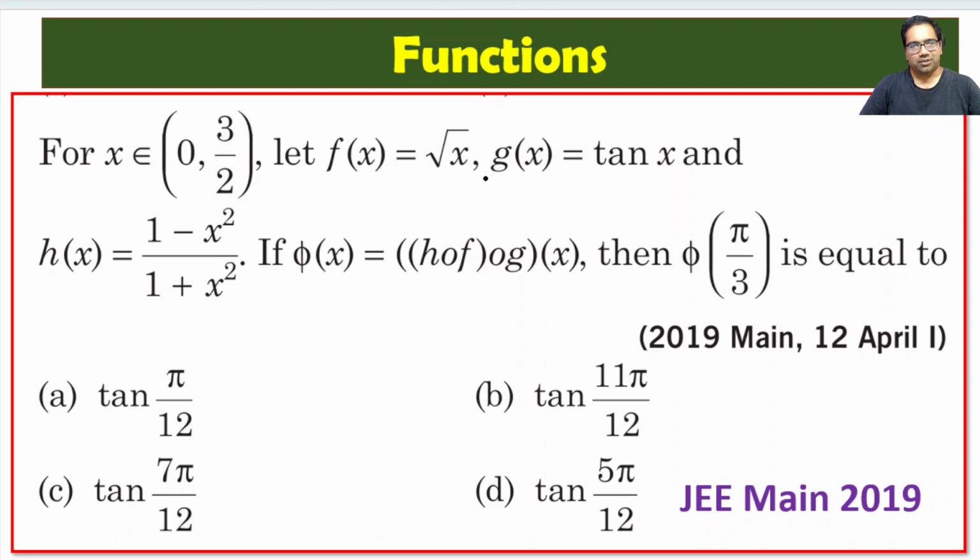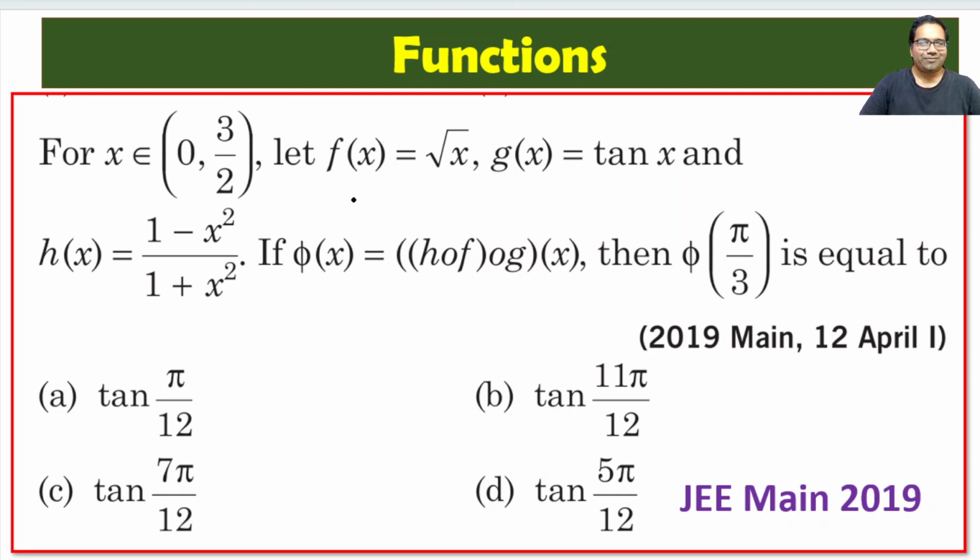Now 3 by 2 is 1.5. So it is basically saying this is defined for less than pi by 2. Right. That is the significance here. They could have mentioned it like 0 to pi by 2 or whatsoever, but they have chosen to display it this way just to confuse people.